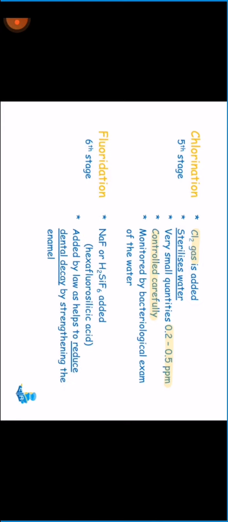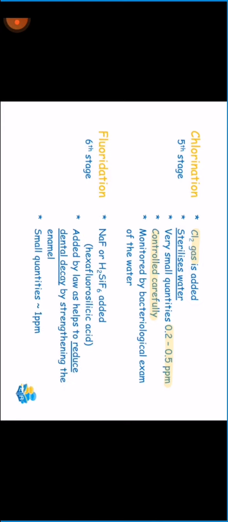The fifth stage of water treatment is chlorination, and chlorine gas is added at this stage, and what it does is it sterilises the water. Now, very small quantities of chlorine are added, 0.2 to 0.5 parts per million, and it's controlled very carefully because you don't want to add too much chlorine because this is drinking water. And the chlorination stage is monitored by bacterial examination of the water. So once the chlorine is added, the water is tested to check the level of bacteria present.